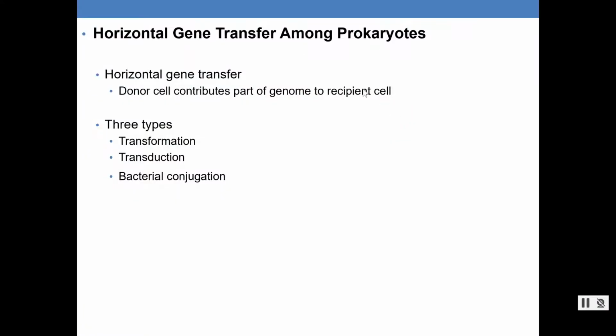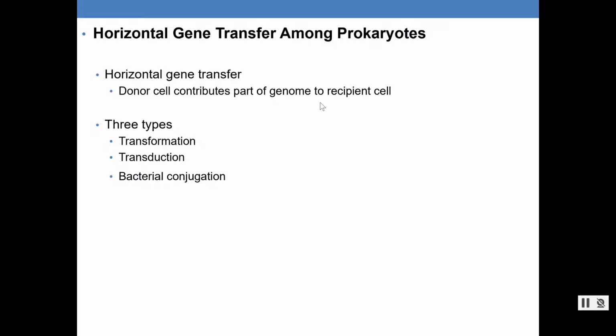They actually have a couple of different ways that they can pass DNA to their neighbor. Not their progeny, but their neighbor. And this you don't see in eukaryotic cells, but you do see it in prokaryotic cells. So let's talk about this phenomenon, horizontal gene transfer. The donor cell contributes part of its genome.